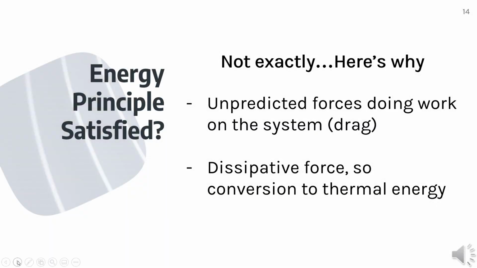This means that the energy principle was satisfied, right? Well, in theory, if the net change in energy is 0, then yes. However, our estimate of the change in energy is sometimes non-zero. This is due to unpredicted forces doing work. This is specifically drag or air resistance. Furthermore, this is a dissipative force, so the energy is lost as heat to the surroundings. Let's look at the other motion graph from GlowScript.